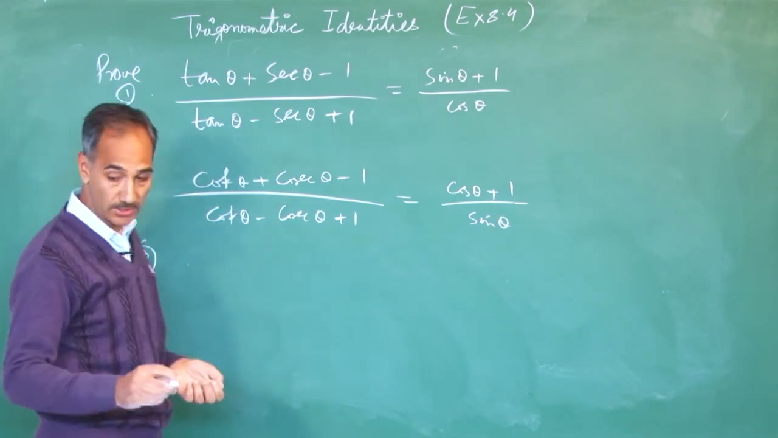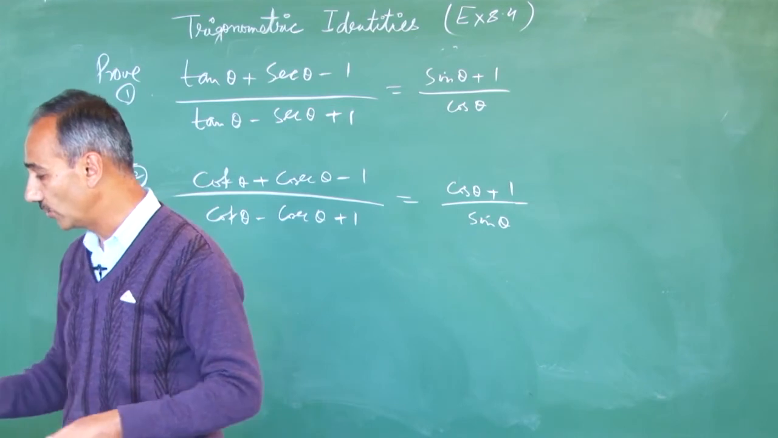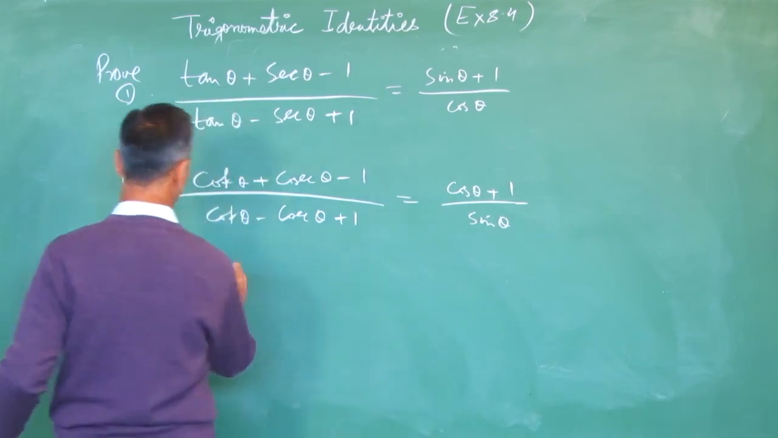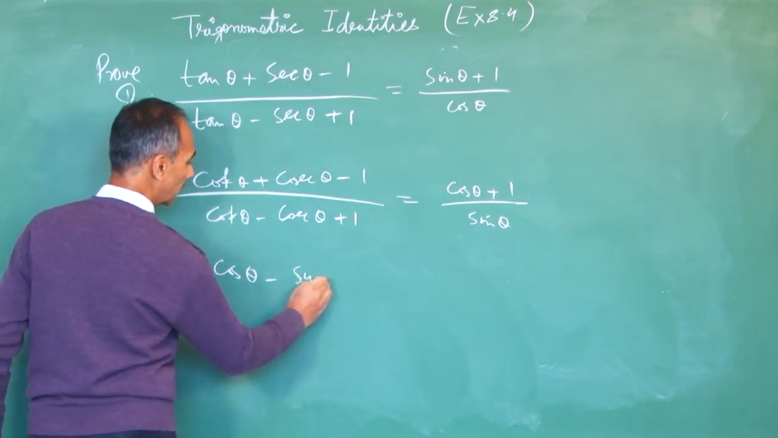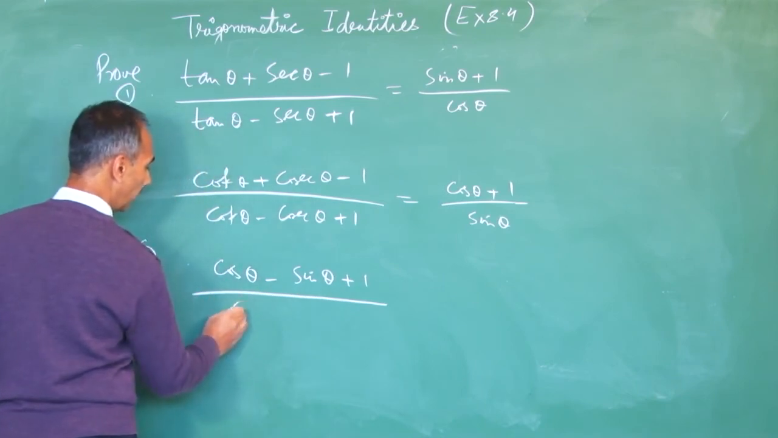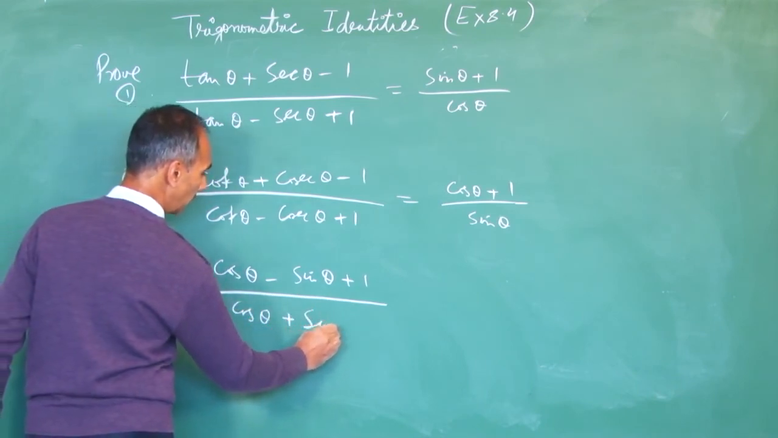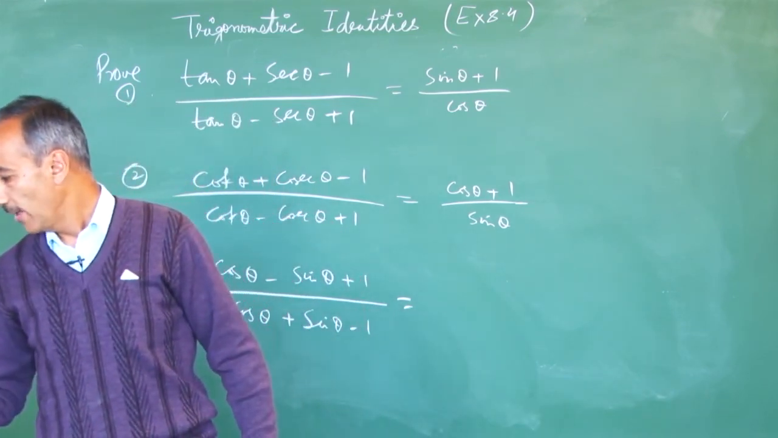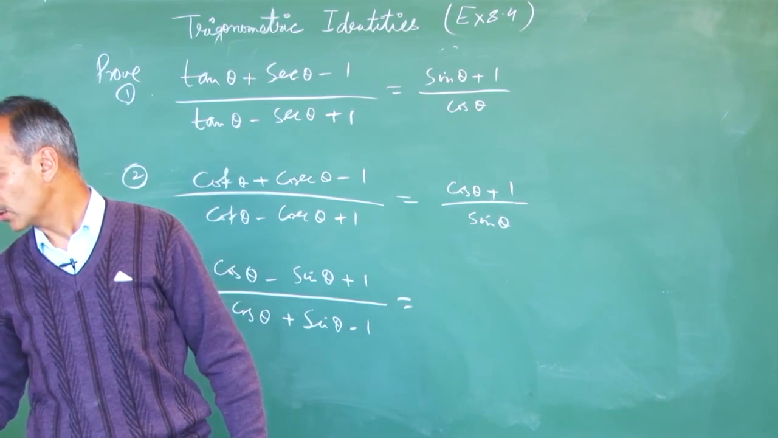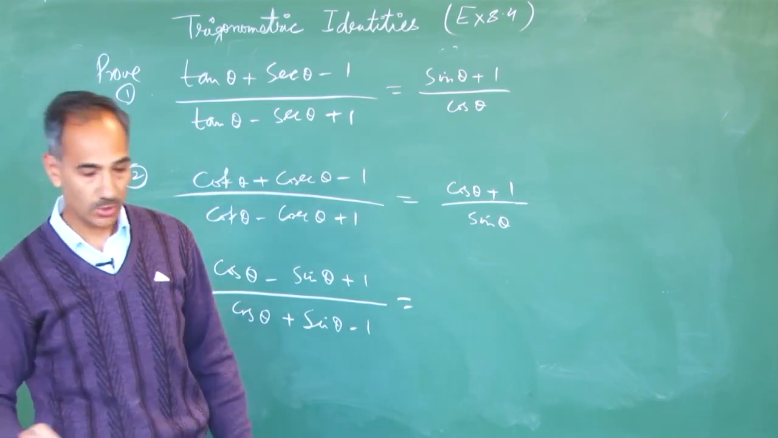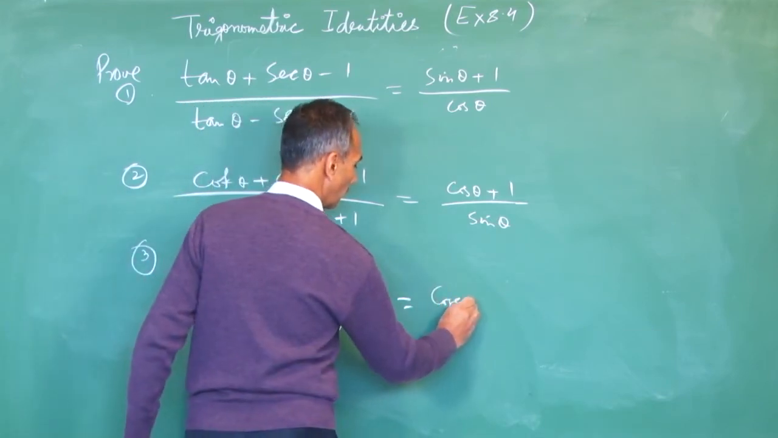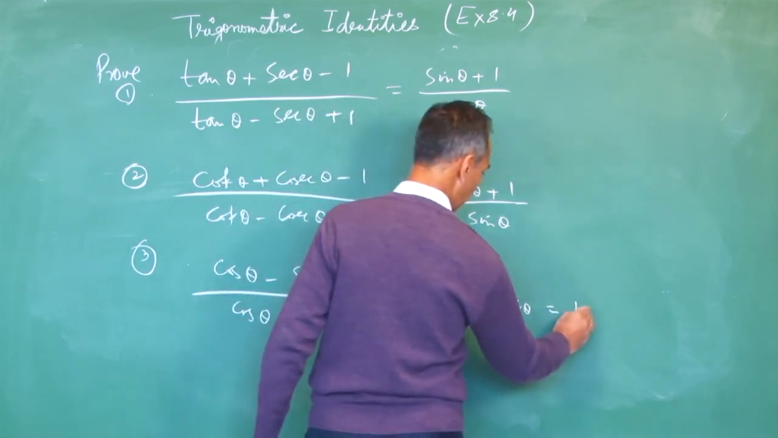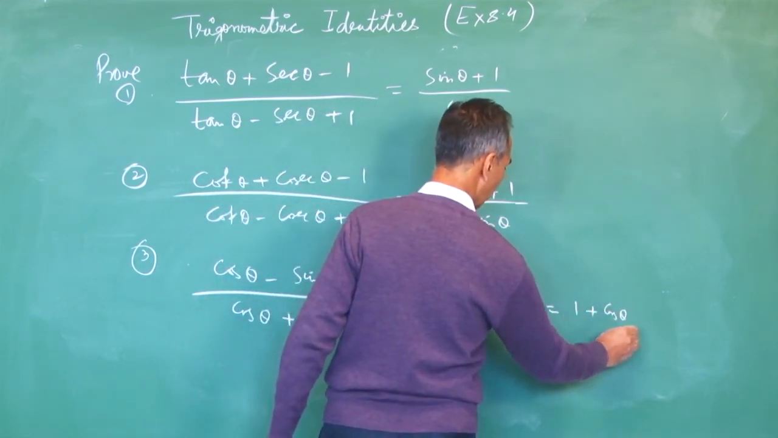The third is the one given in the textbook. That is part 4. I'm taking it in terms of theta now. Cos theta minus sine theta plus 1 divided by cos theta plus sine theta minus 1. You have to show this is equal to cosec plus cot. Cosec plus cot, if you express it in terms of the basic trigonometric ratios, will be 1 plus cos theta upon sine theta.